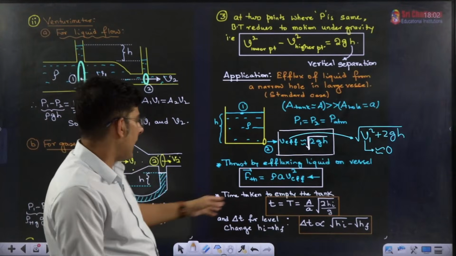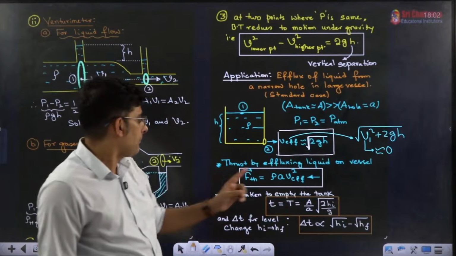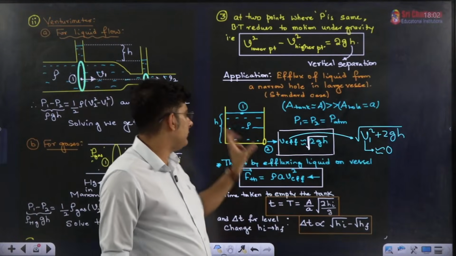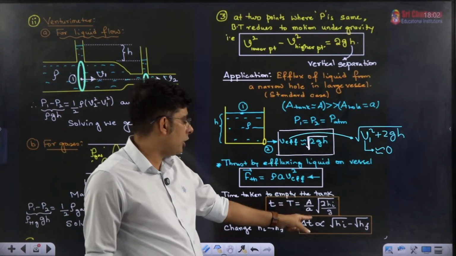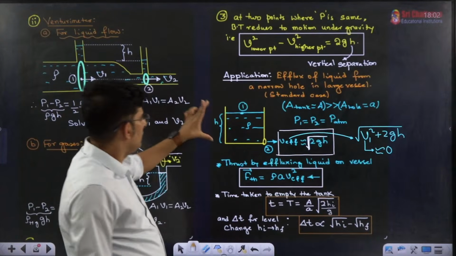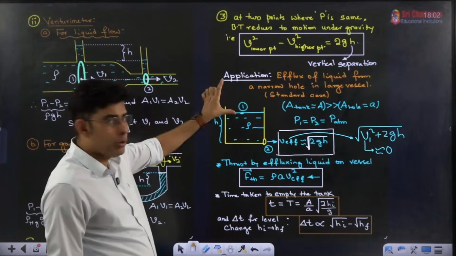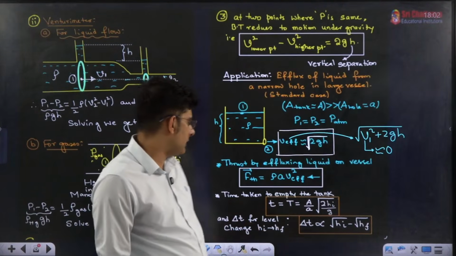They ask what is the time taken to empty the tank. By the rate law, we can find the time very easily. If the area of the tank is capital A and the area of the hole is small a, time taken is A by small a under root 2 H initial by g. Whatever was the initial height of the liquid in the tank above the hole, that you have to take. So A by a under root 2 H_i by g.